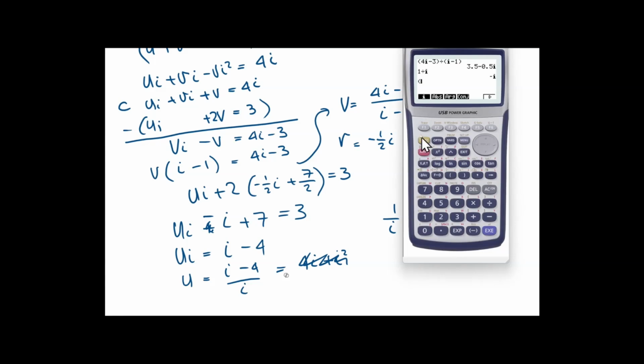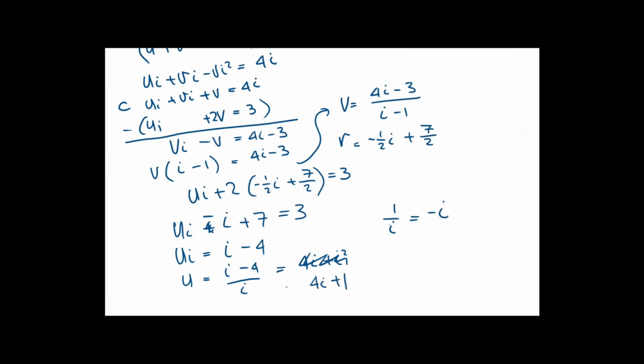So i minus 4 divided by i is going to give us 1 plus 4i. So use that, and V is minus half i plus 7 over 2. And that is the end of that. Thank goodness. That's our answer. That's the end of exams.